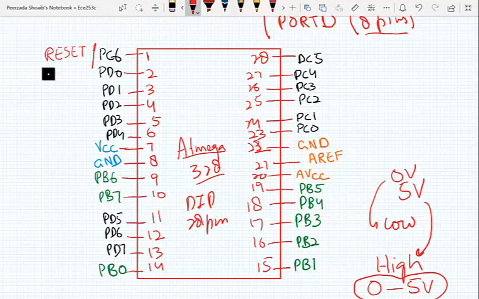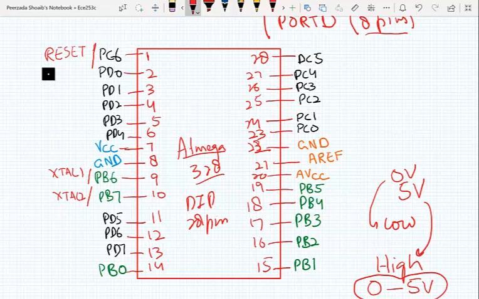Similarly, sometimes we need to connect an external oscillator to the microcontroller. We can connect the external oscillator here at pin number 9 and 10, XTAL1. So pin numbers 9 and 10 also have dual function. They can be used as parts of port B for taking input or giving output, or may also be used to connect the external oscillator.